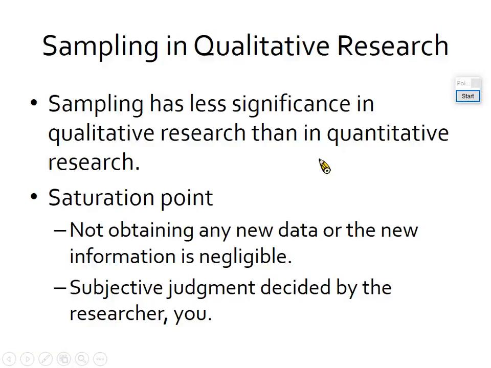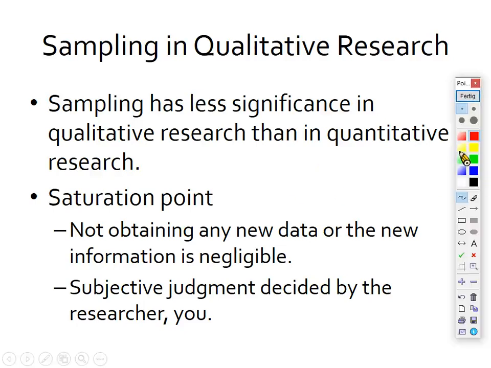We know in quantitative research we do a lot of sampling, but how about in qualitative research? Normally we don't care too much about the sampling because qualitative research never aims to generalize its findings, right? So it's okay. Sampling has less significance in qualitative research. Less. When we say less, sometimes we care, but most of the time we don't, okay? And there's a very important idea we call saturation point.